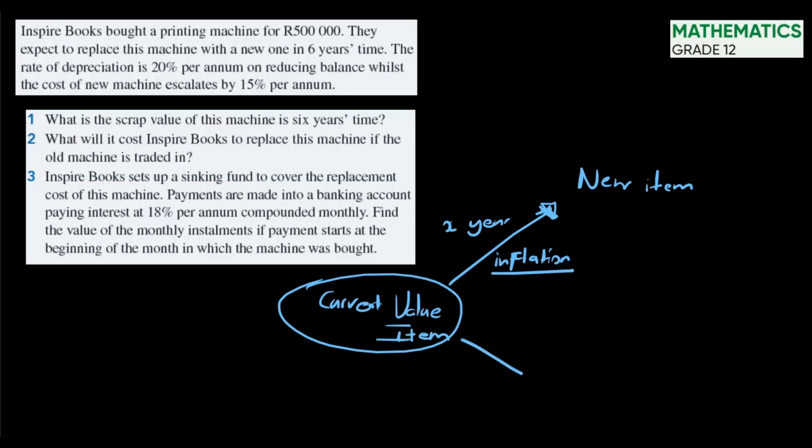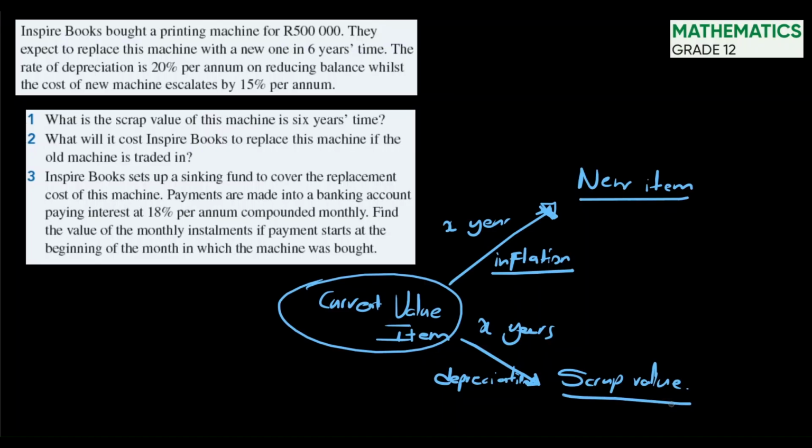And the used item as well, the one you own now, it's no longer the same amount. It depreciates, and it has something called the scrap value. This is the value of it after X years due to depreciation. Depreciation eats away the value of it. Inflation makes sure that the new item is expensive. After 5 years, for example, the scrap value is how much the item is worth after being used for 5 years. That's the scrap value.